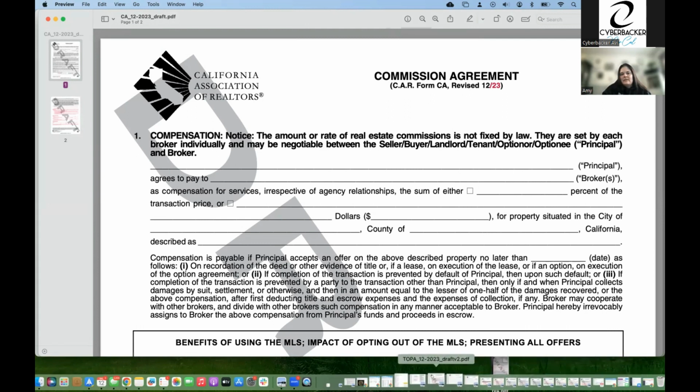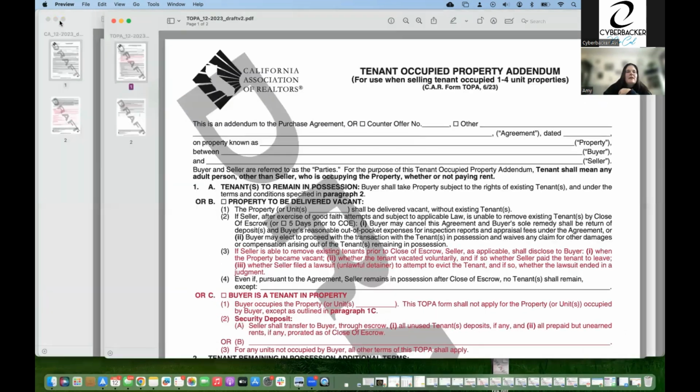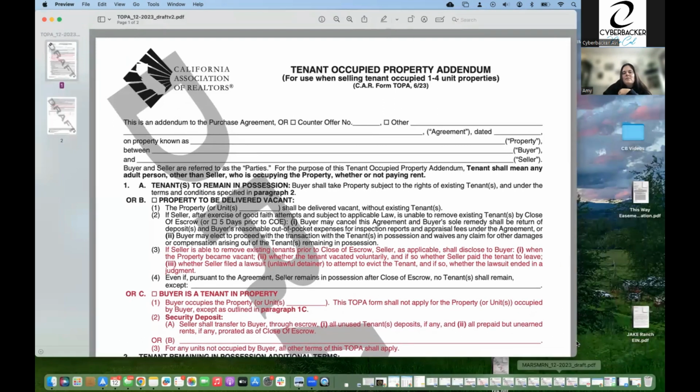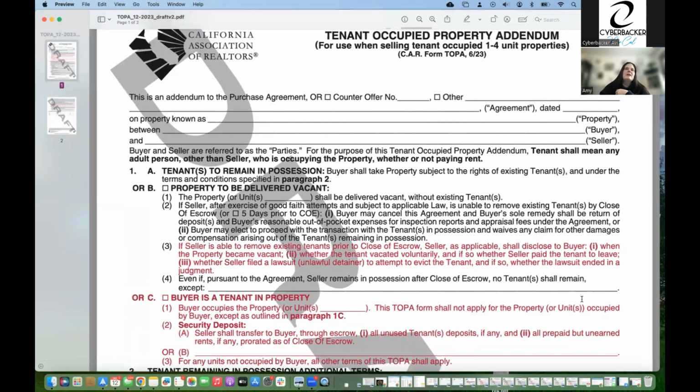Oh, let's go with the TOPA form. So our TOPA is our tenant occupied property addendum. So we utilize this form anytime that we have a property that is not occupied by the seller of record. So whether the tenant is paying rent or not, it could be a brother, sister, son of the seller that's occupying it. The seller doesn't occupy it, could be an actual tenant. We use the tenant occupied property addendum. We're going to check the box on the RPA that it's not seller occupied, and we're going to utilize this.